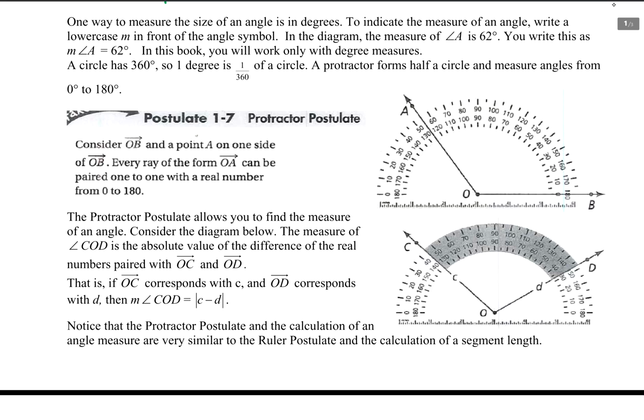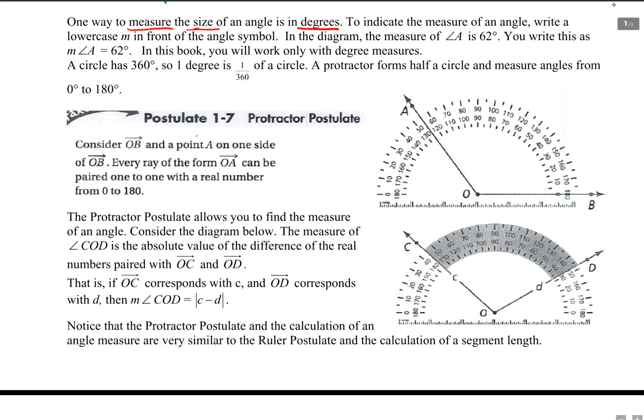Now we're going to talk about the size of an angle. We measure the size of an angle in degrees, at least in this book. When you get into higher math, you'll find other ways to do that. We can measure it in radians, which is a function of pi because it's a circle, but we don't have to worry about that. So we measure the size of an angle in degrees.